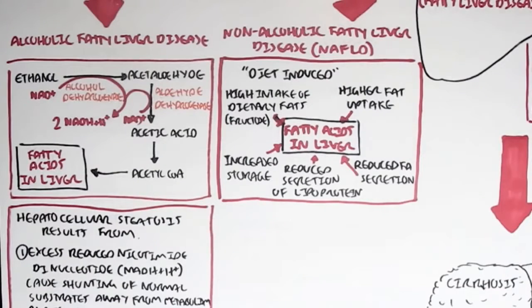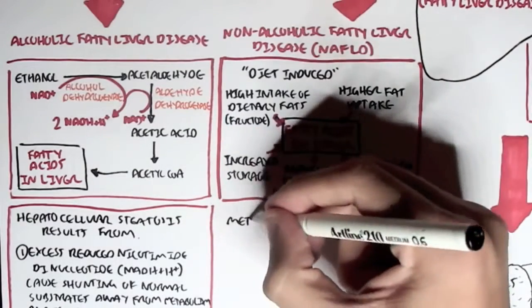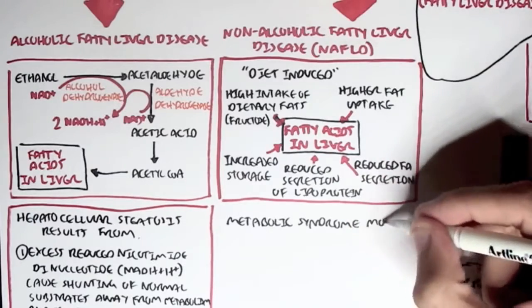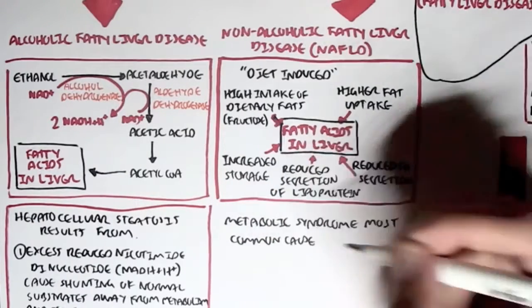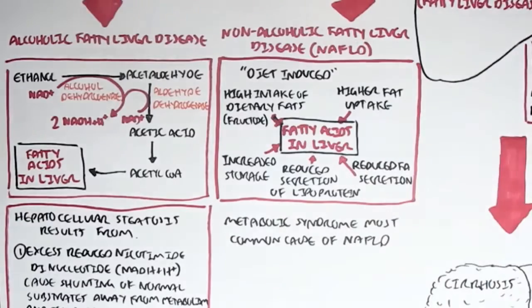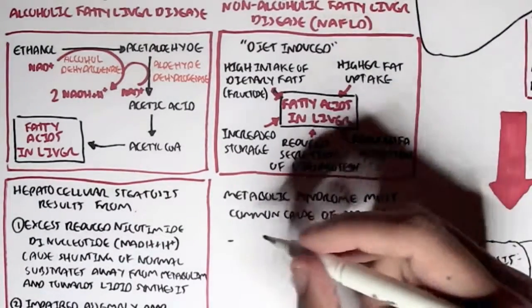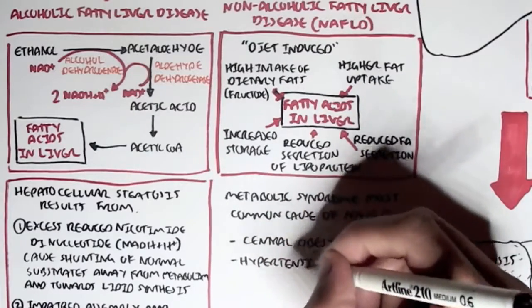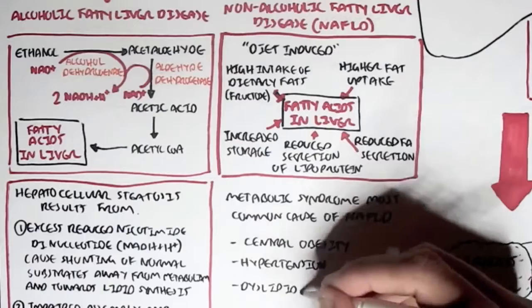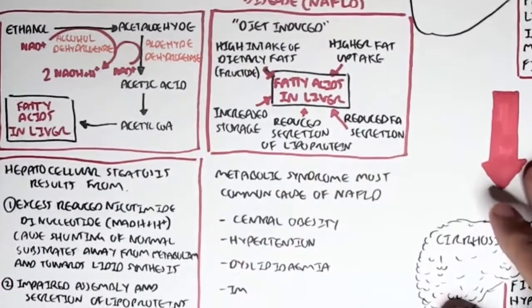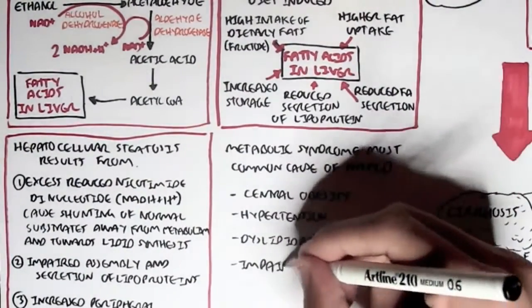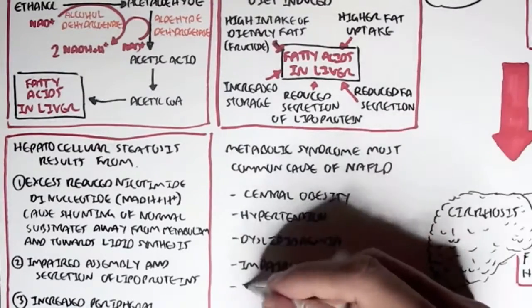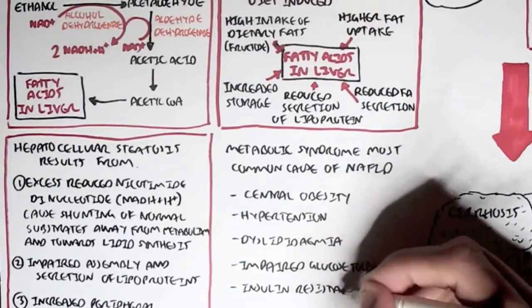Now, to add to non-alcoholic fatty liver disease, metabolic syndrome is one of the most common causes of non-alcoholic fatty liver disease. Metabolic syndrome is a collective name used to denote a number of serious diseases or health conditions, resulting in serious fatty acid accumulation in the liver. These are central obesity, hypertension, dyslipidemia, impaired glucose tolerance, as well as insulin resistance. To have metabolic syndrome, you only need 3 out of the 5.